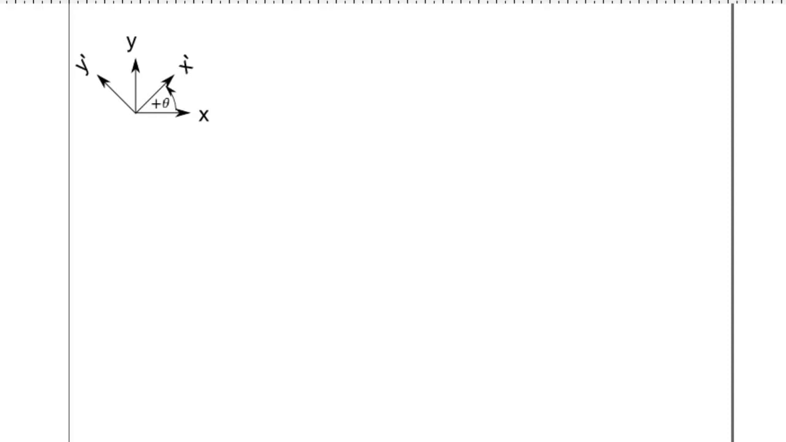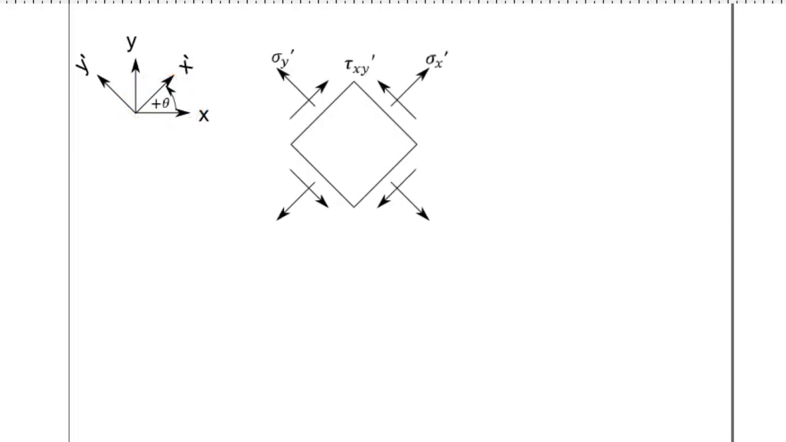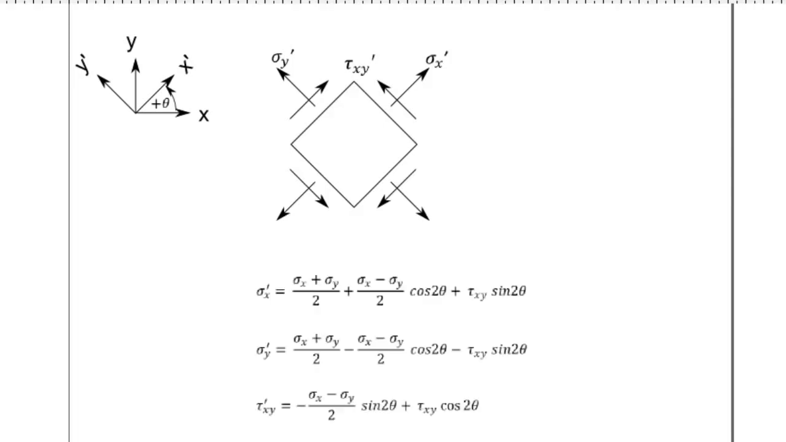In this example, we can rotate our differential volume element an angle theta in the counterclockwise direction. This will result in an element that is rotated and that now has stress elements sigma x prime, sigma y prime, and tau xy prime, indicating normal and shear stresses in our new coordinate system. Once in the rotated position, the magnitude of the new stress values can be calculated using the stress transformation equations.